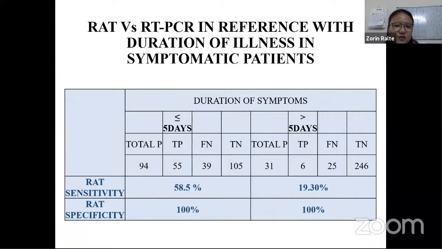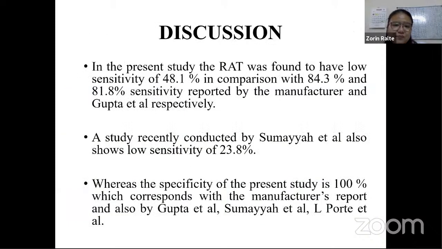In reference to the duration of illness in symptomatic patients, again, the rapid test sensitivity differs. In less than or equal to 5 days duration of symptoms, sensitivity comes to about 58.5%, whereas it was 19.3% in more than 5 days duration of symptoms.